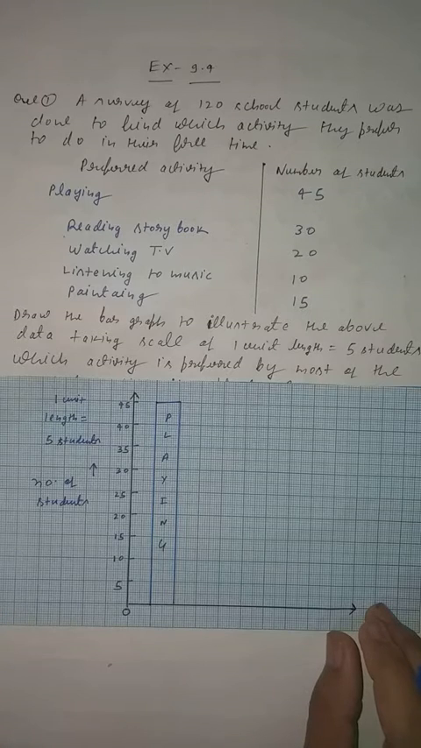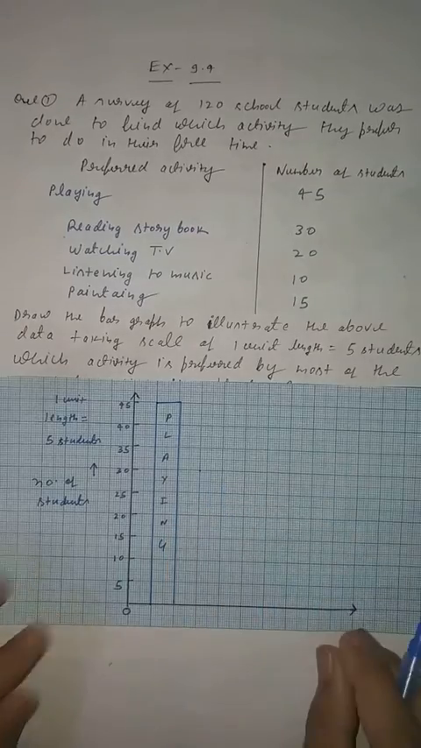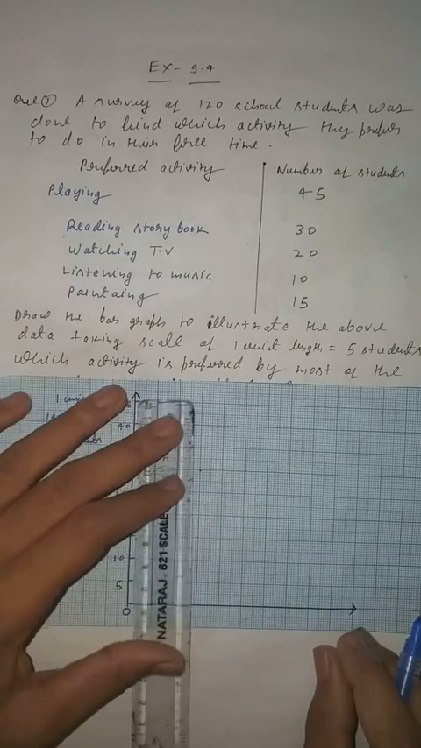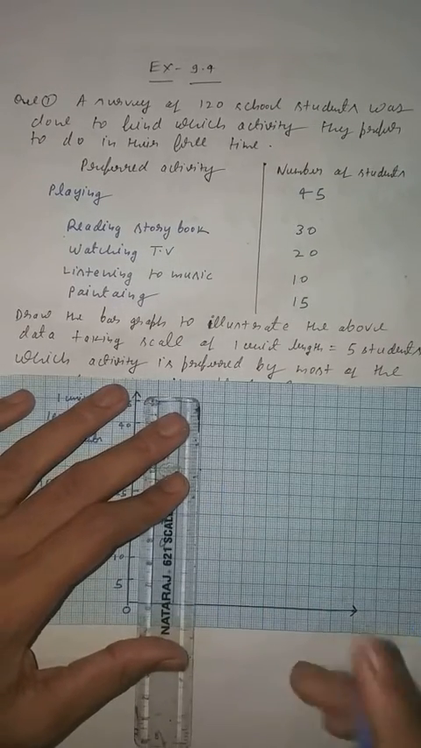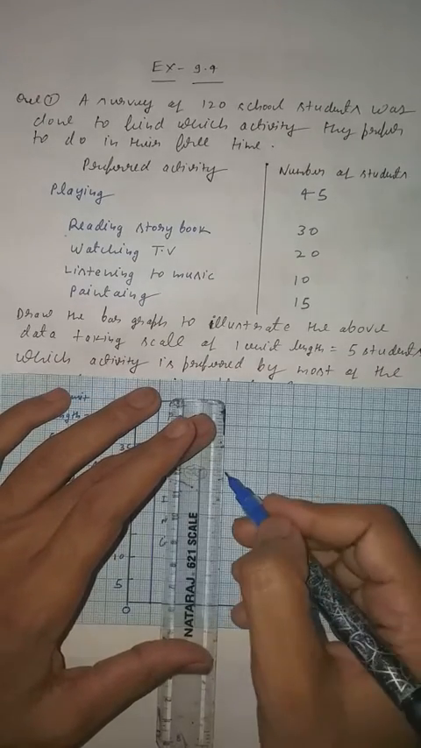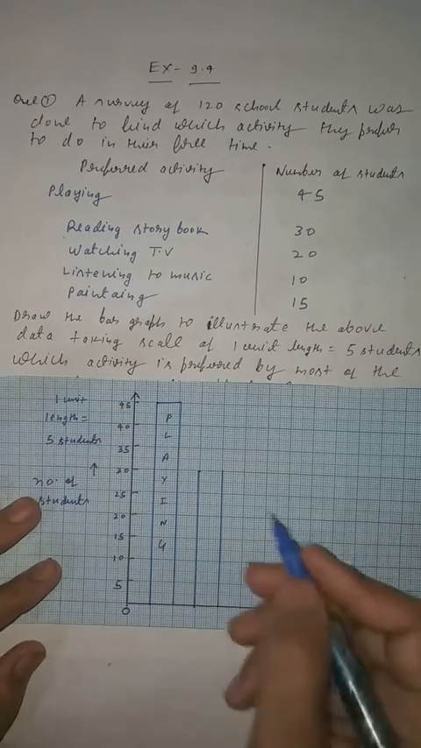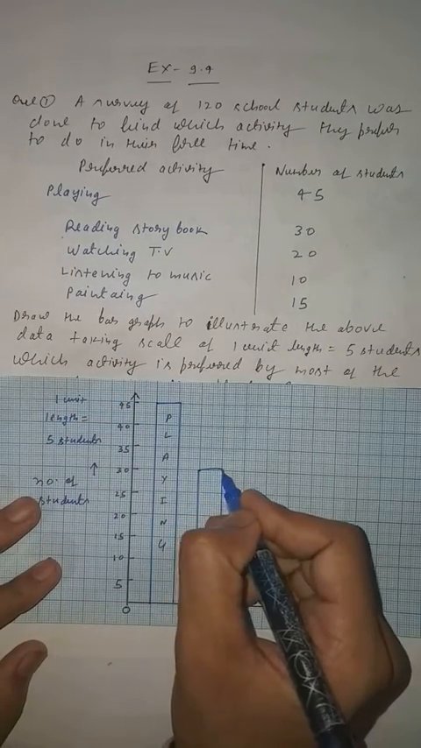Now second is reading storybook. So reading storybook, how many students? 30. So where does 30 lie, student? Here you can see 30. You will draw the bar graph from 0 to 30. Clear, student? So 30 is there.